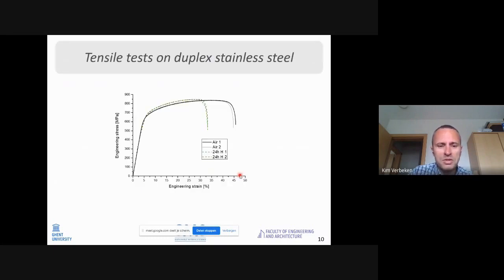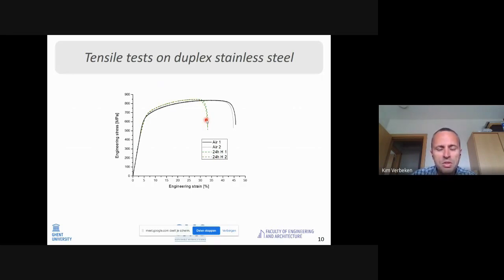And therefore, we did some tests on duplex stainless steel, where you have ferrite and austenite present. And here you see, again, the tensile tests up to fracture. So you see here that when we do the tests in air, you have a certain strain. And then when we charge the material for 24 hours with hydrogen, take into account it's duplex steel. So this means that you have, certainly in the austenite, a very low diffusion rate, so also a very long time needed to go to saturation. So here we charge it for 24 hours. And you see that this is a clear effect on the ductility. So you lose some of your ductility.